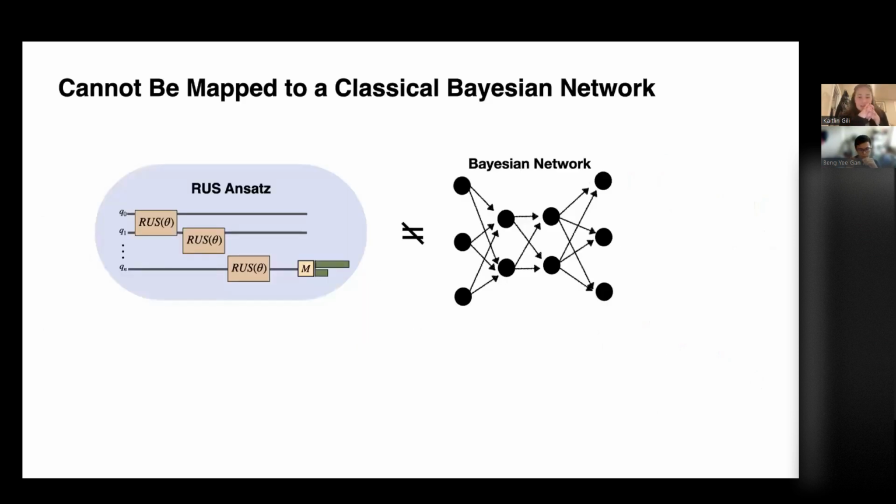Something else that I want to briefly mention that we thought was interesting in our most recent work is the simulatability of the QNBM, because we thought at one point that it's possible that our QNBM could be mapped to a classical Bayesian network. What we found out is that this is not true. We cannot map our RUS ansatz to a Bayesian network, and we show some of the proofs and the results in the paper.